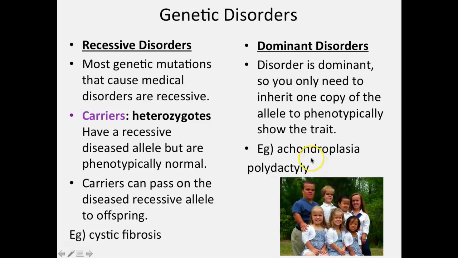This is a picture of achondroplasia. Achondroplasia is a kind of dwarfism. It doesn't allow people to grow taller. There's a problem with their cartilage and their long bones. Okay, so just have an idea that genetic disorders can come in any variety. They can be recessive disorders or dominant disorders.